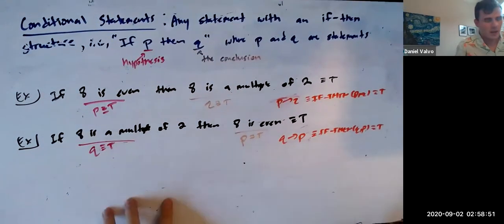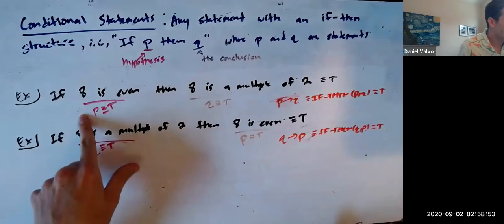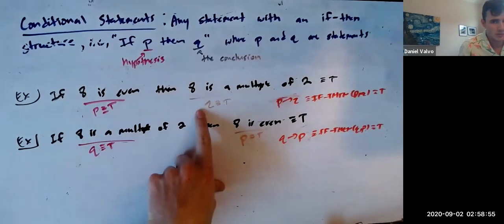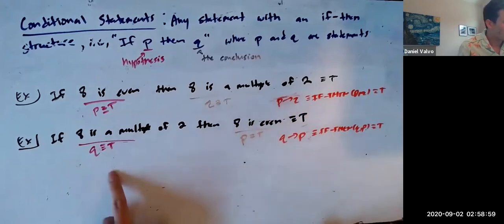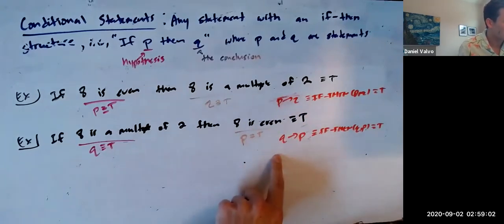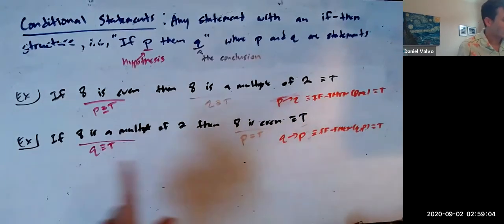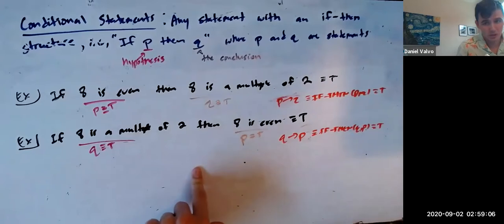Sorry about that. But yeah, so P is the statement A is even. Q is the statement A is a multiple of 2. It is true that P implies Q. It's also true that Q implies P. If 8 is even, then 8 is a multiple of 2 is true. If 8 is a multiple of 2, then 8 is even is also true.